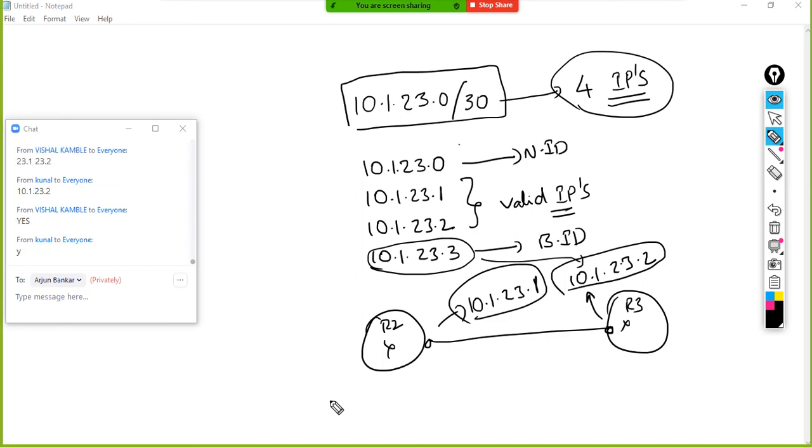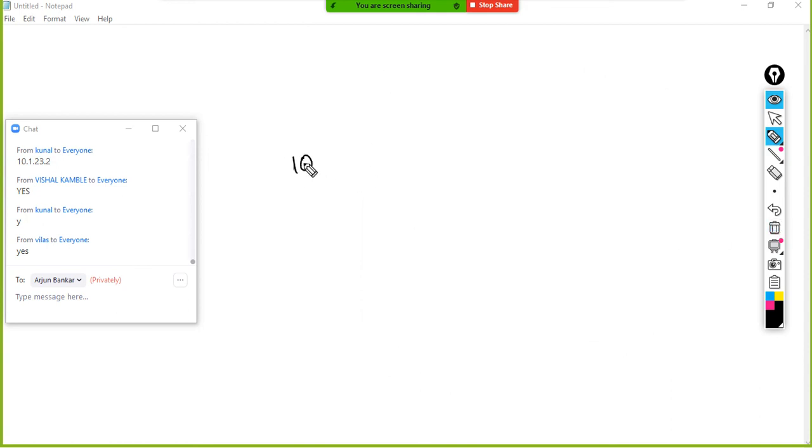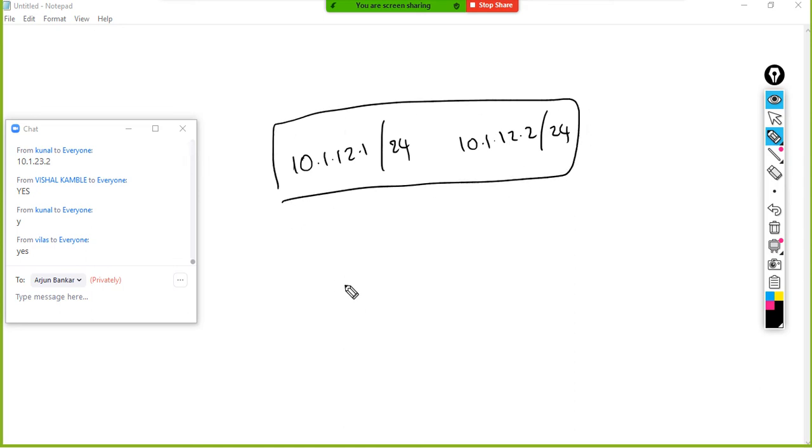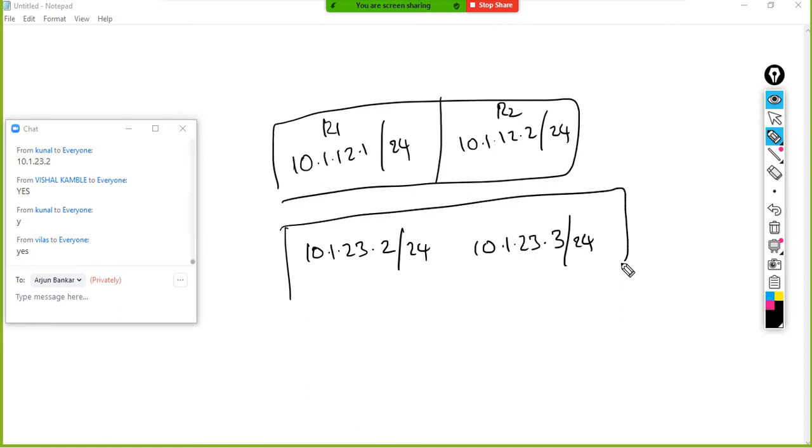Yeah, that's good. Okay, so that's what I am always trying to do, guys. I can give 10.1.12.1/24 and 10.1.12.2/24, for example, between router 1 and router 2. This is router 1 and this is router 2. And between router 2 and router 3, I will use 10.1.23.2/24 and 10.1.23.3/24. Are you clear, guys? Do you understand this? So this is router 2 and this is router 3.